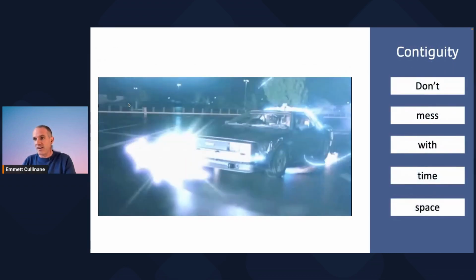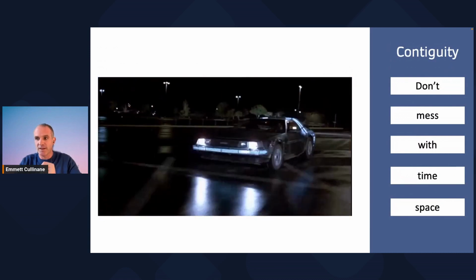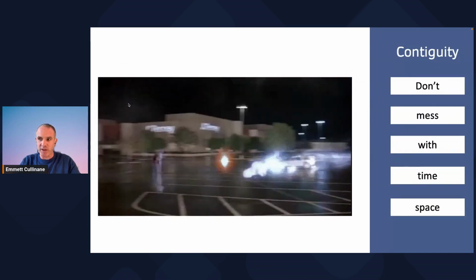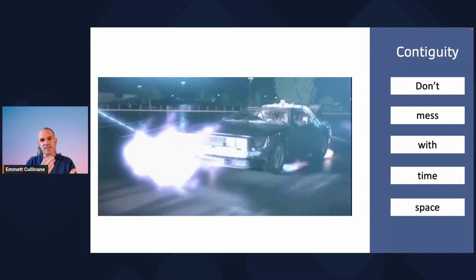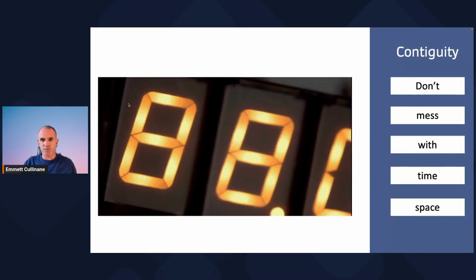Now, you can get in a DeLorean with Dr. Emmett Brown and go back and go above 88 miles per hour if you wish, but that's completely up to you. So that's the two contiguities. Don't mess with space or time.